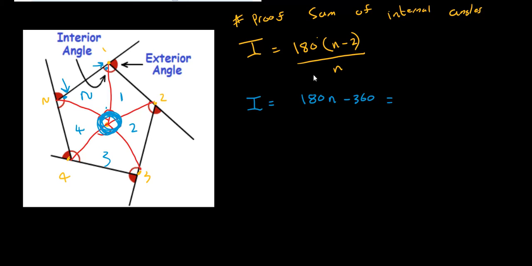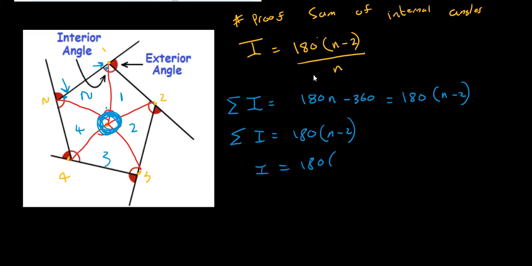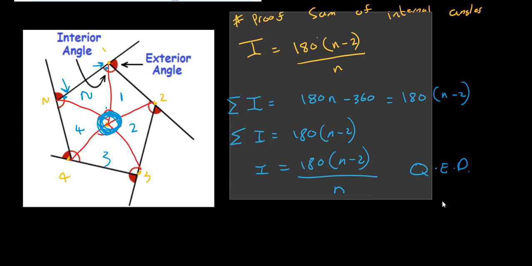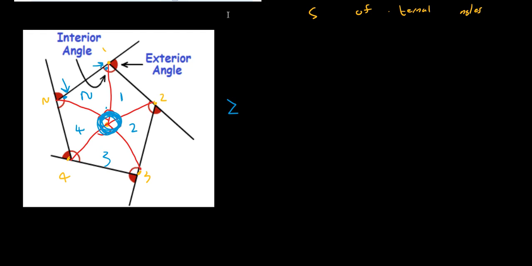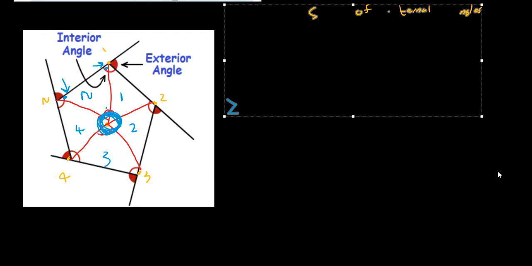We can factorize this. So now we're left with, this is the sum of internal angles. The sum of internal angles is 180(n minus 2). So one internal angle, by definition then, we divide by n. So QED. Okay, so I hope you understood that. So let's have a go at doing the sum of exterior angles. And by the previous diagram, we know that the sum is going to be 360.